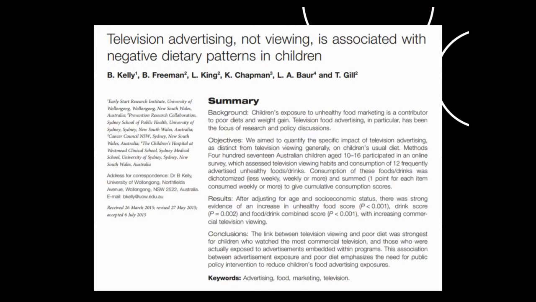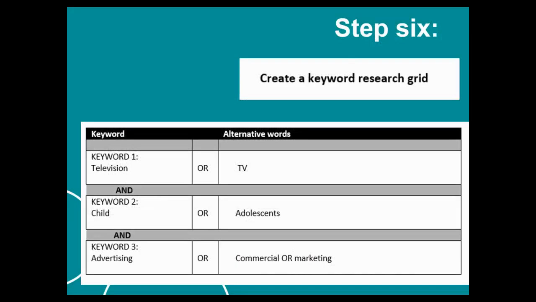Step five, read an article. Once you have located a good article on your topic, read it. This will provide you with additional keywords as well. So hopefully by now you will have a big list of keywords and search terms. So it's time for step six, create a keyword research grid. This is where you organize all of your keywords, and it is a really good tool for keeping track of what searches you have done and what keywords you have used in those searches. Cross out and add keywords as you go.